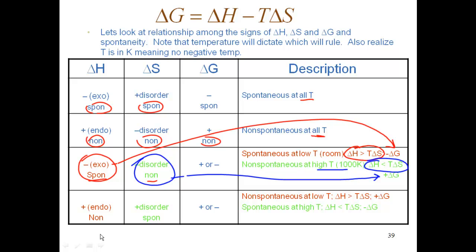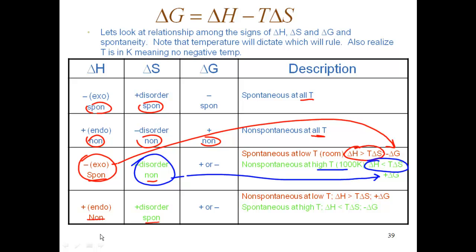Let's look at this case. I have an endothermic process that favors a non-spontaneous reaction. I have an increase in disorder which favors a spontaneous reaction. So once again, I have a conflict, okay? So it could be positive and negative. Once again, temperature is going to dictate it.